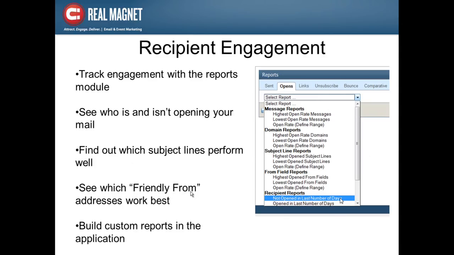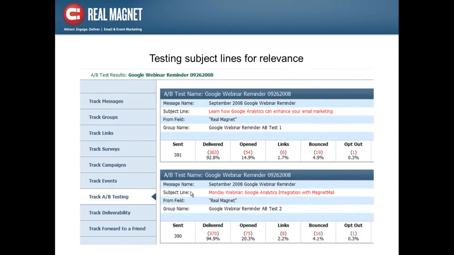Well, how do you find those recipients? Well, we have a very useful reporting tool in the Real Magnet client. You can use the opens report to see who is and isn't opening your mail, and you can do some testing to find out which subject lines get opened more frequently, which from address results in better opens, and if none of those reports quite nail it for you, there's the opportunity to build custom reports in the application.